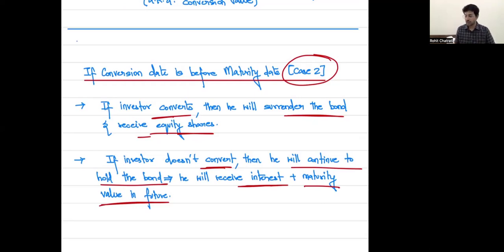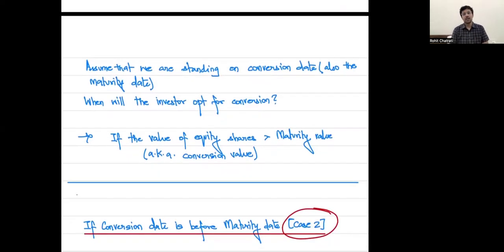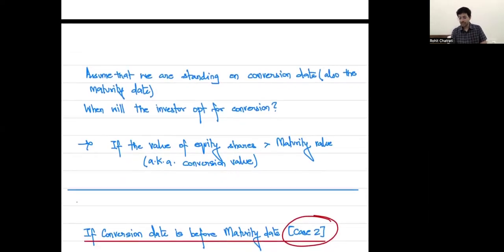Obviously, if he converts into equity shares at the end of year 2, he is not going to receive interest for year 3, and he will also not receive maturity value at the end of year 3. So if the conversion date is before, then he will receive equity shares and not receive interest and redemption value if he chooses to convert. All right, so that is going to be the difference between conversion date being on maturity date and before maturity date. I'll take a pause to check if there are any questions again.